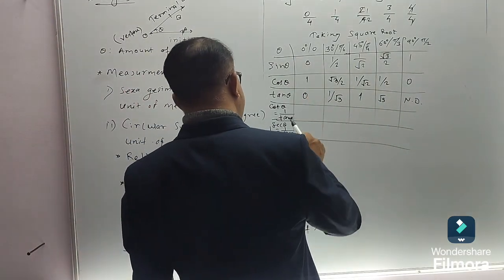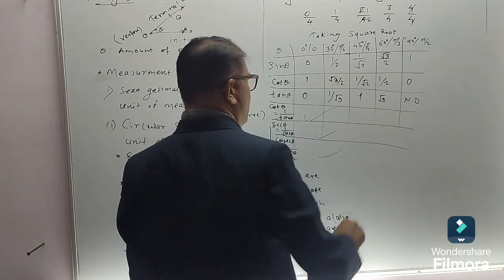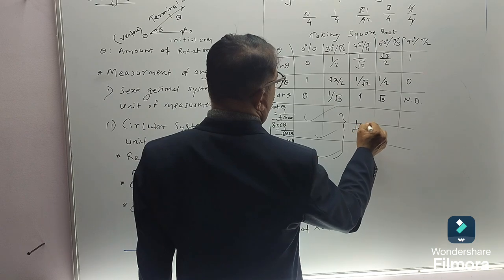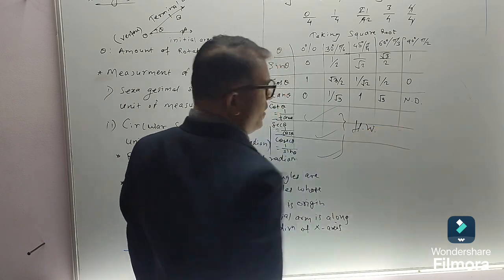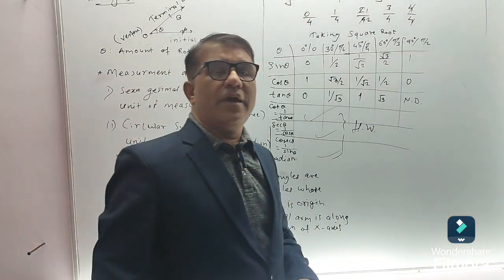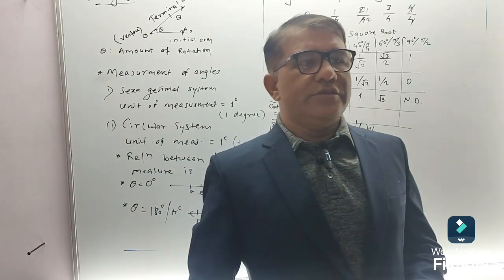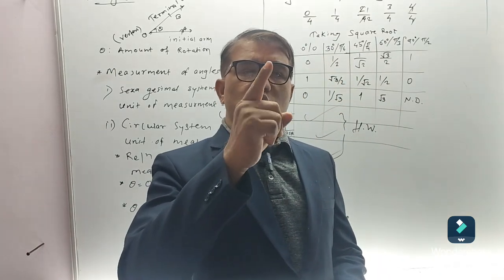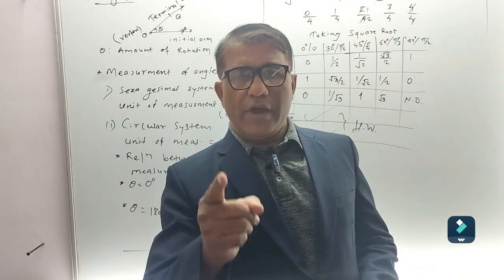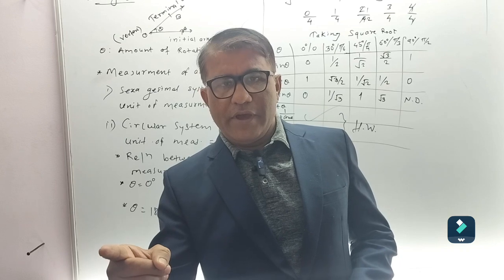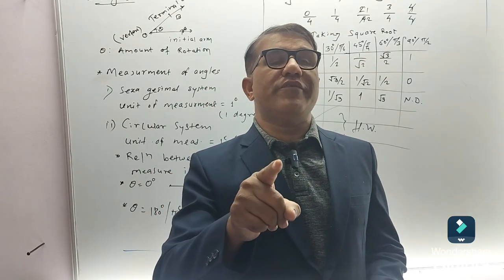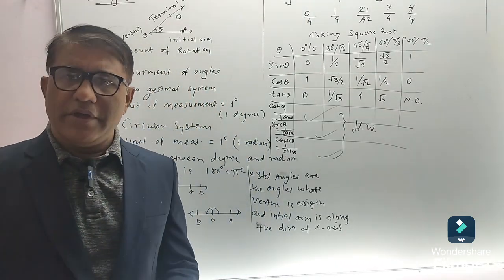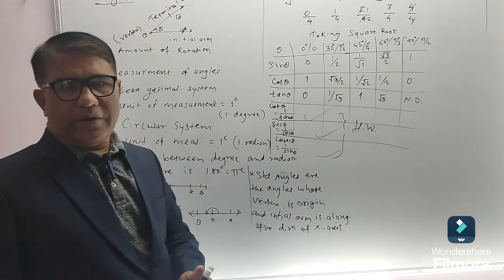To fill up all these three rows is homework for you. Complete the remaining 3 rows as homework. You just have to write reciprocals. Reciprocal of 0 upon 1 is 1 upon 0, and 1 upon 0 is not defined. It means the reciprocal of not defined is 0, which is 0 by 1 in our table.